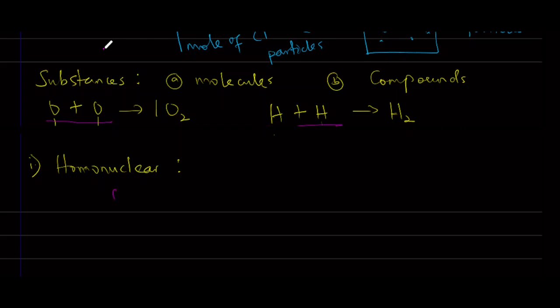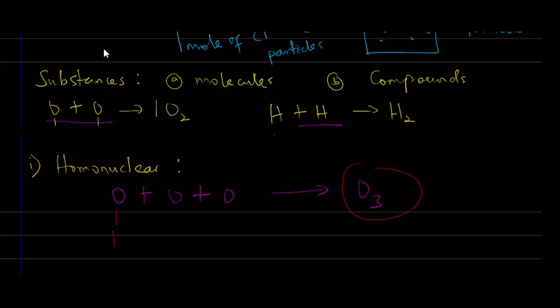Now we have another one as, for example, O plus O plus O. And that gives us O3. This molecule formed here is homonuclear molecule because we have combined atoms of the same element, 3 atoms, giving us oxygen molecule, which is ozone, O3. So homonuclear molecules are formed by the same element.